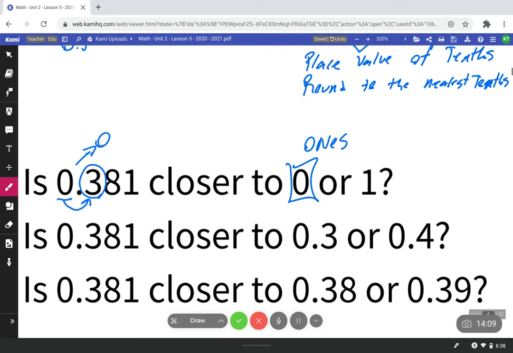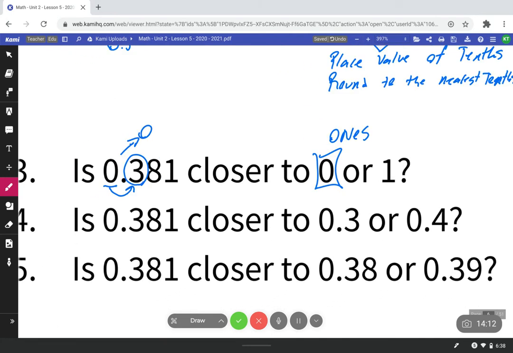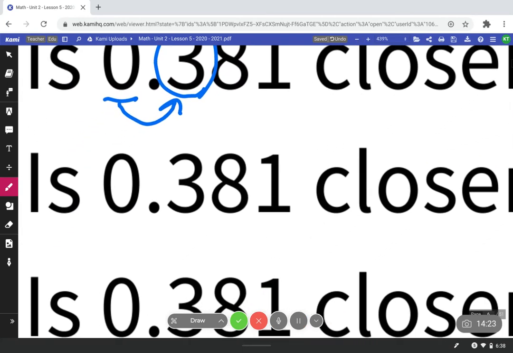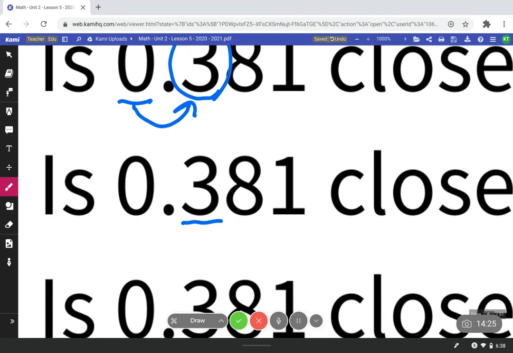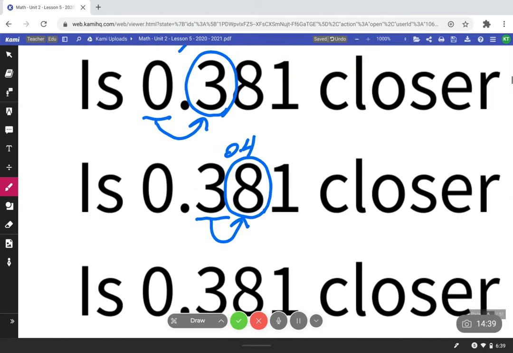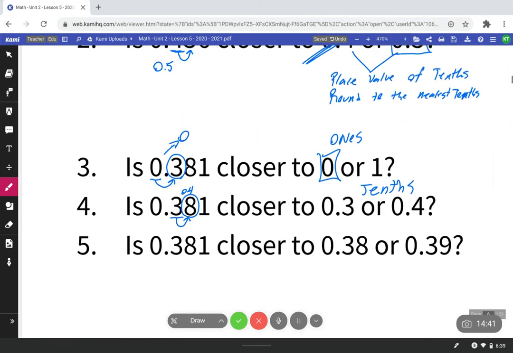Now it's asking us, is 381 thousandths closer to 3 tenths or 4 tenths? Well, we are rounding to the tenths place. What number is in the tenths place? 3. So I go to the right and I use this place value as my reference. 8 is greater than 5, so this becomes 4 tenths. So 381 thousandths is closer to 4 tenths.